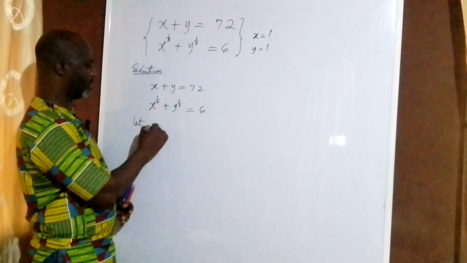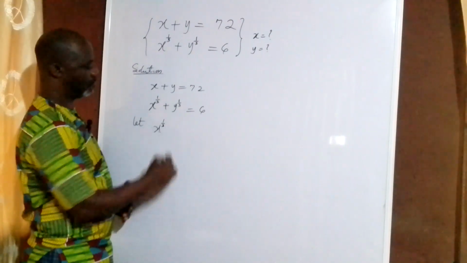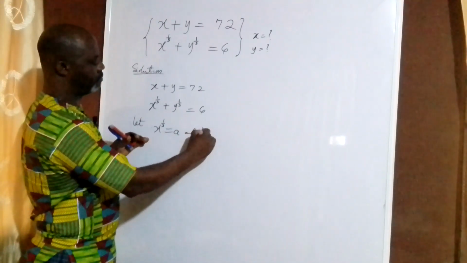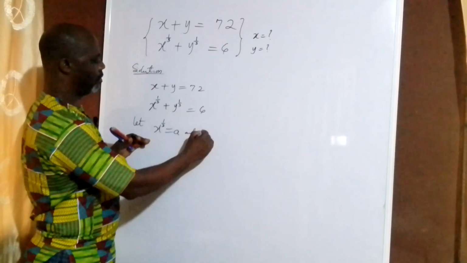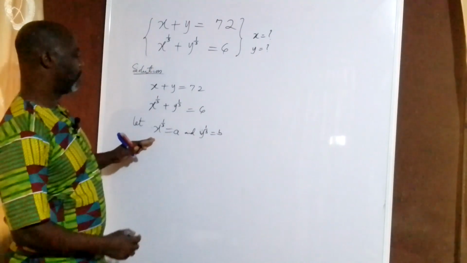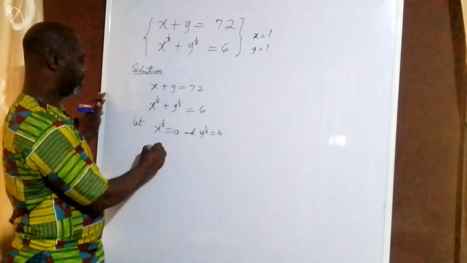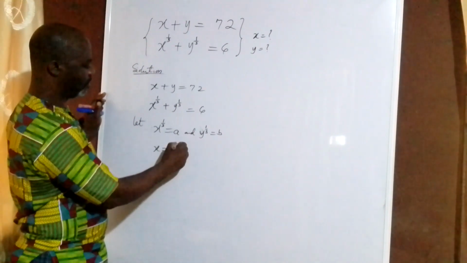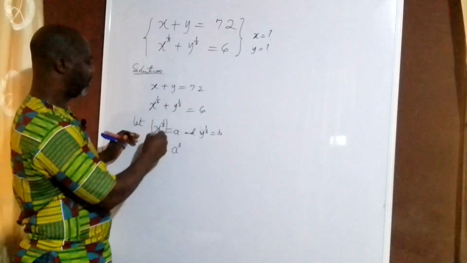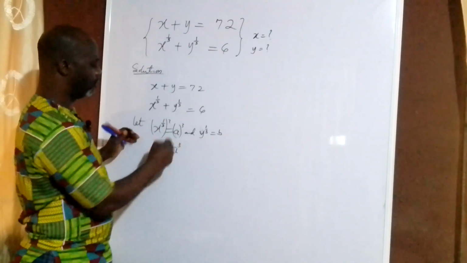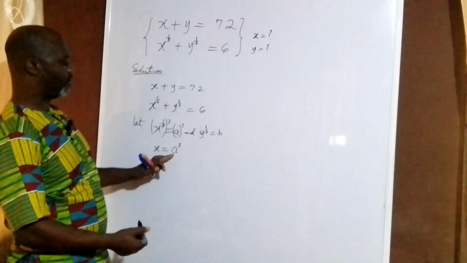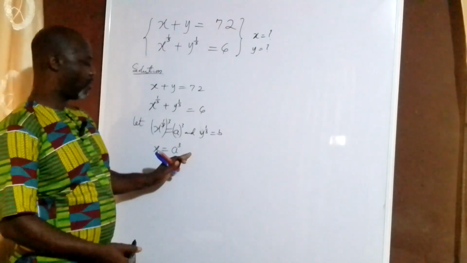Let x to the power of 1/3 equal to a, and let y to the power of 1/3 equal to b. So from here we're going to get x to be equal to a to the power of 3. How we do that is by simply taking the cube of both sides here. So we have x equal to a to the power of 3.